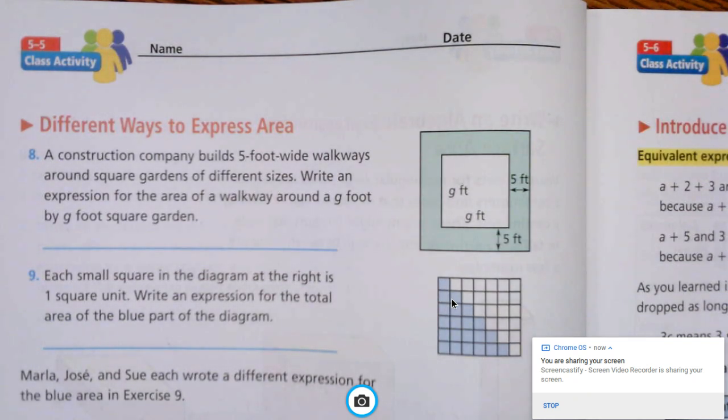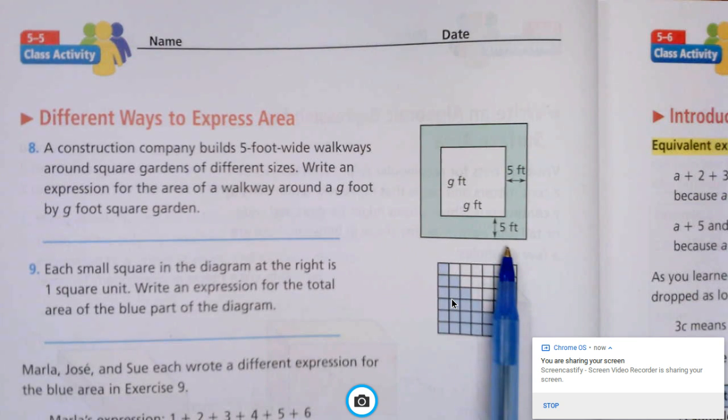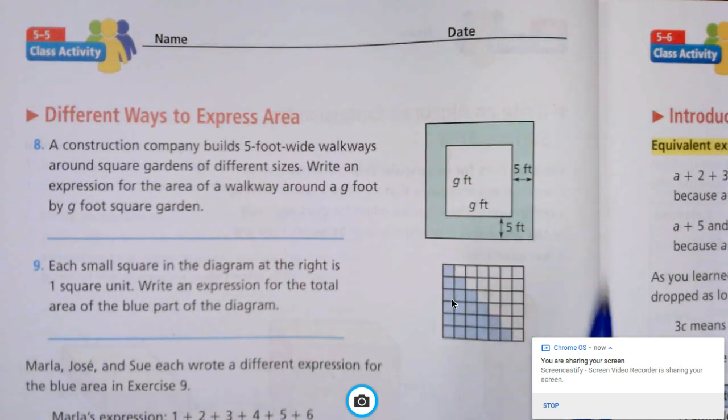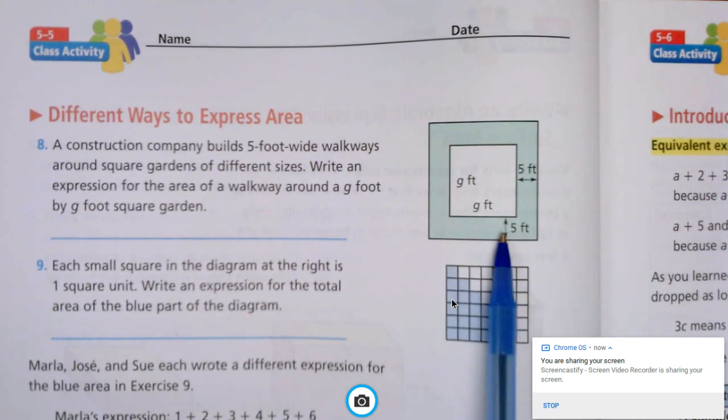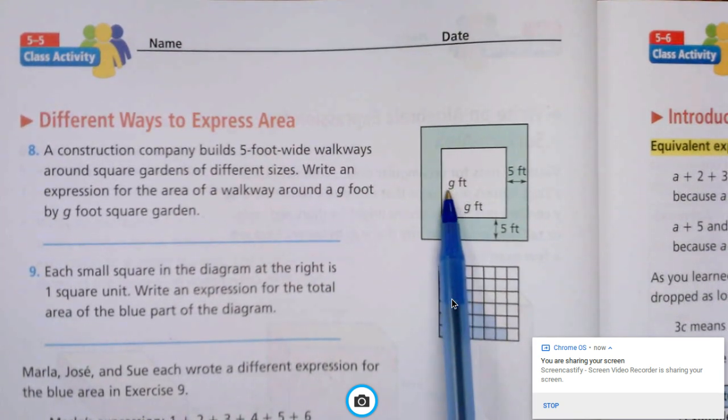So here we are on page 182. We are looking at different ways to express area. Here we see a pretty complex figure. Just by looking at it, it looks like G is representing an unknown amount of feet.